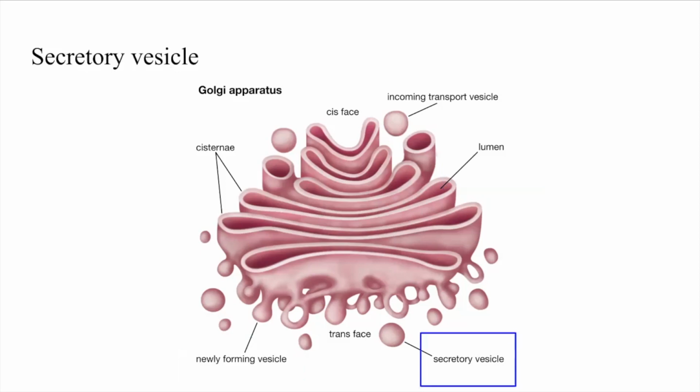The secretory vesicle is located on the trans surface of the Golgi apparatus, and it forms from the trans Golgi network. They release their contents to the cell exterior by exocytosis in response to extracellular signals. The secreted product can be either a small molecule or a protein, such as a hormone or digestive enzyme. The proteins that the secretory vesicle contains are sent to the plasma membrane.